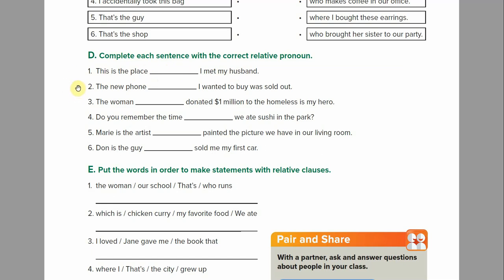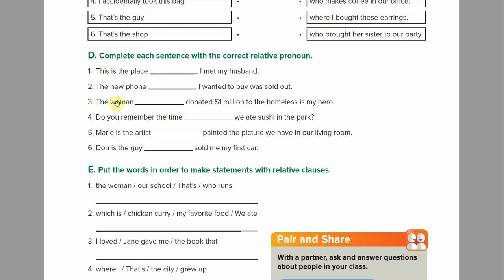Number two: the new phone blank I wanted to buy was sold out. The new phone that I wanted to buy was sold out, or the new phone which I wanted to buy was sold out. Both refer to a thing, a new phone, so either one is correct. More common would be to say "that I wanted to buy."